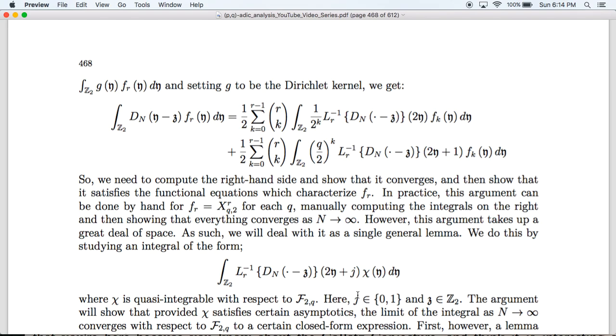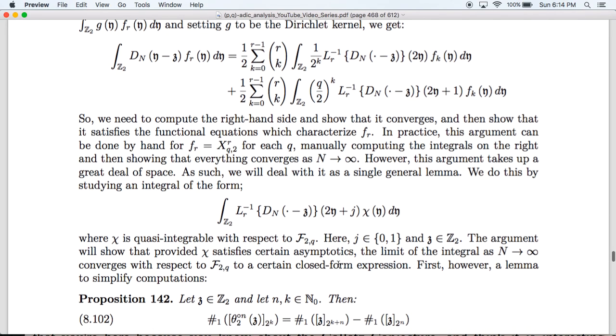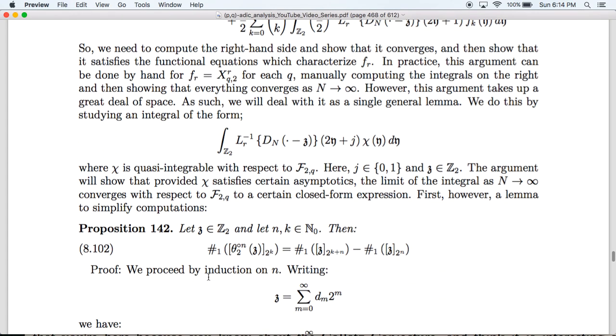The argument will show that provided the resummation of chi satisfies certain asymptotics, the limit of the integral as n approaches infinity will converge to a certain closed form expression that is nice. First, however, we're going to need a lemma which will significantly simplify some of the computations to come. And this lemma is right here.